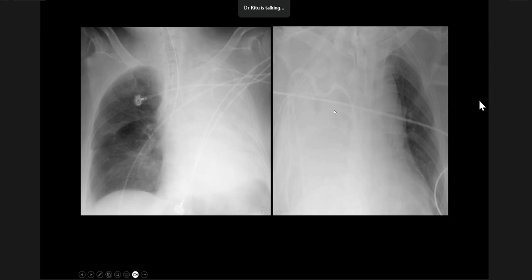In contrast, here you can see there's complete opacification of the right lung or the right hemithorax, but the mediastinum shift is to the opposite side. So this is a very large pleural effusion from an abnormal or an iatrogenic injury to the lung from a line placement.